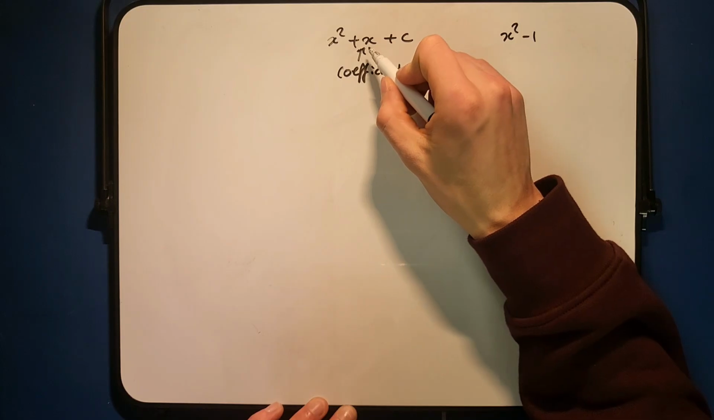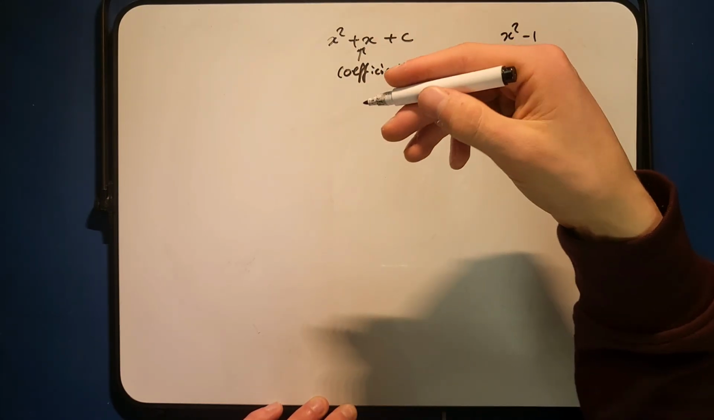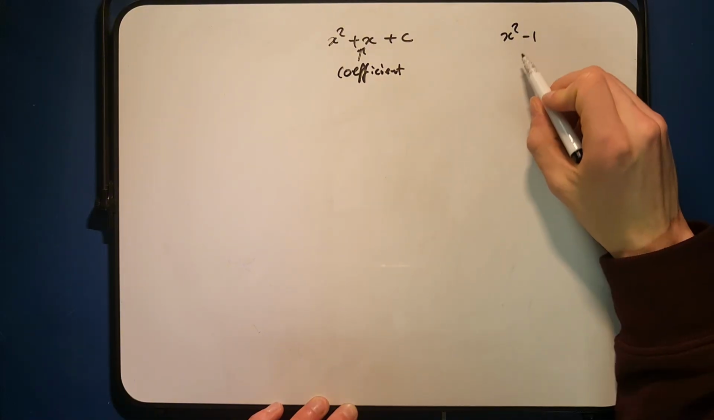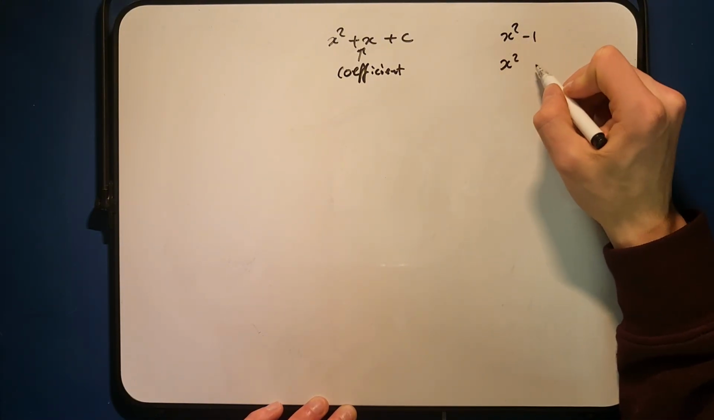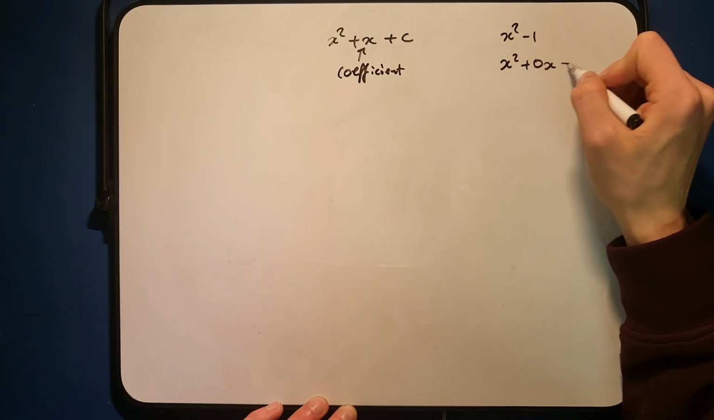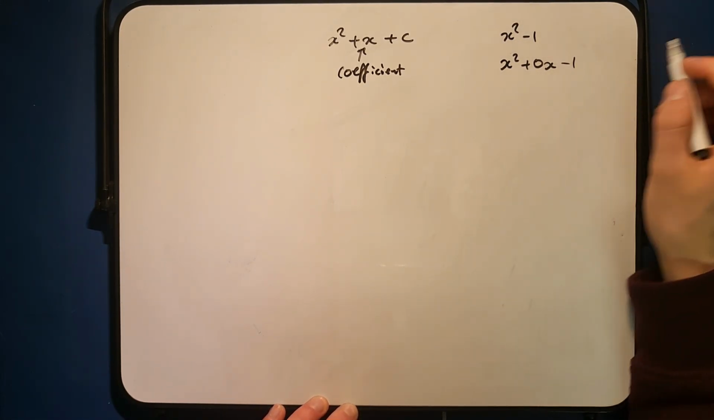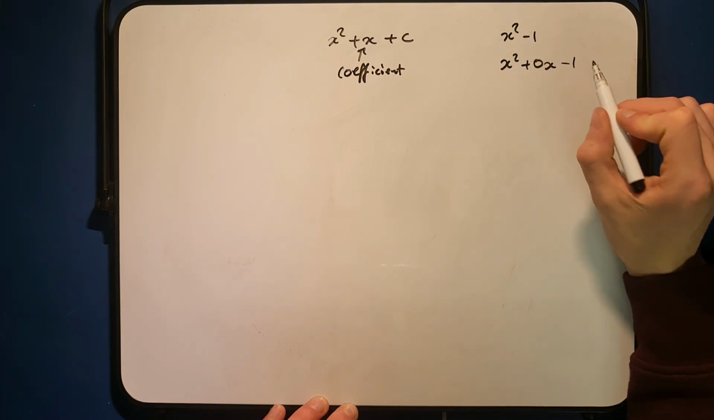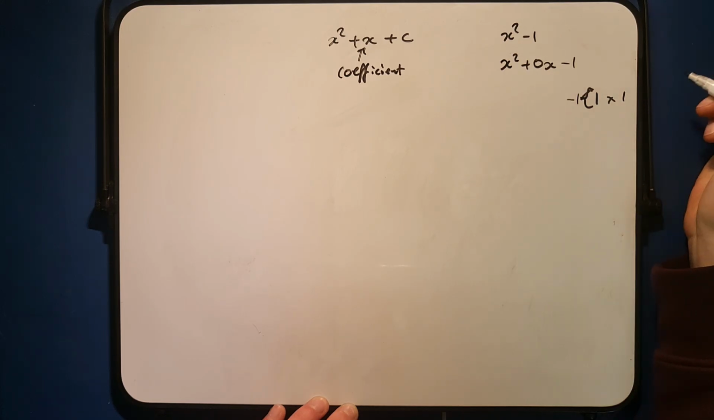So if the coefficient in front of the x term is 0, then it cancels out, or it equals 0, so we don't need to write it. So x squared minus 1 is the same thing as x squared plus 0x minus 1. And this again is the normal quadratic form. So let's find, step 1, the factors of minus 1. So minus 1, the factors are 1 and 1.